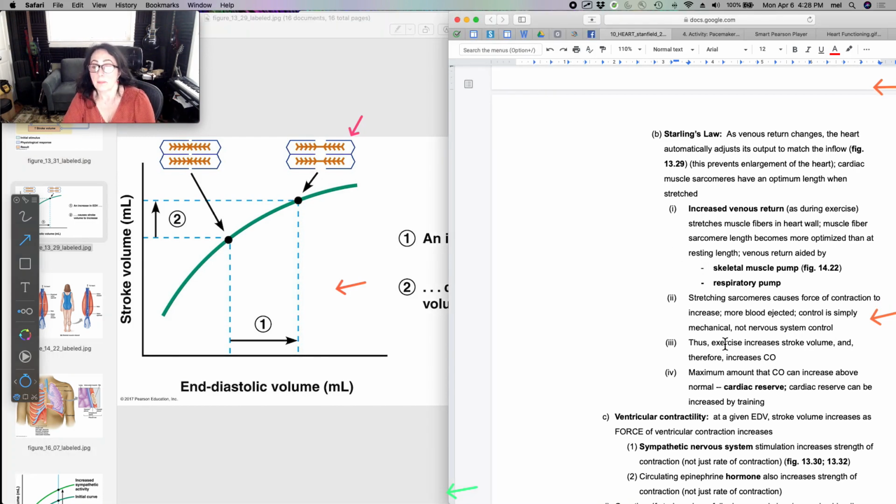So basically what I'm saying is that exercise increases stroke volume, and therefore exercise increases cardiac output because it increases stroke volume. So there is a maximum amount that your cardiac output can increase above normal, and that's called your cardiac reserve. Your cardiac reserve can be increased by training, especially cardiovascular exercise.